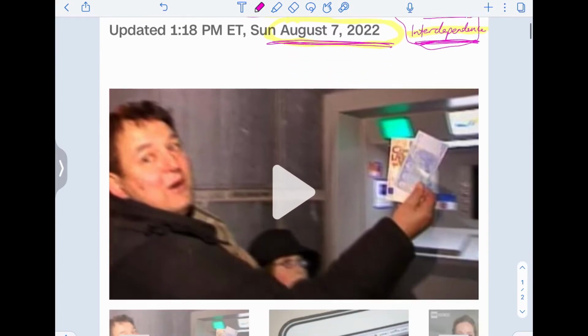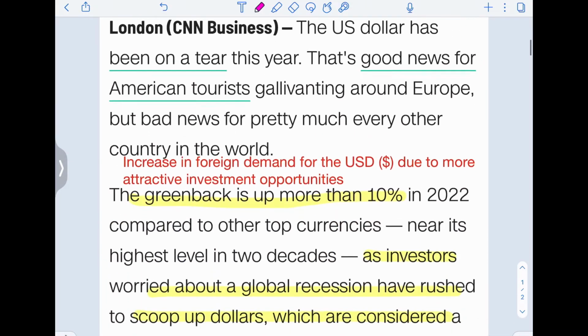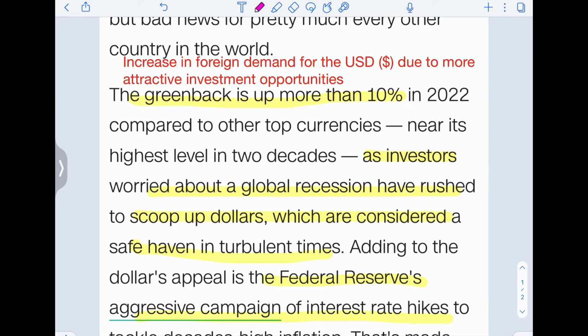So let's see what the article is talking about. I'm not going to read the whole article because that's boring. I'll have the article linked in the description below. I summarized the first part. So basically what's happening is there's an increase in foreign demand for the US dollar due to more attractive investment opportunities. Investors are worried about a global recession, and so they have rushed to scoop up dollars because the US dollar is considered a safe haven, a safe investment during turbulent times.